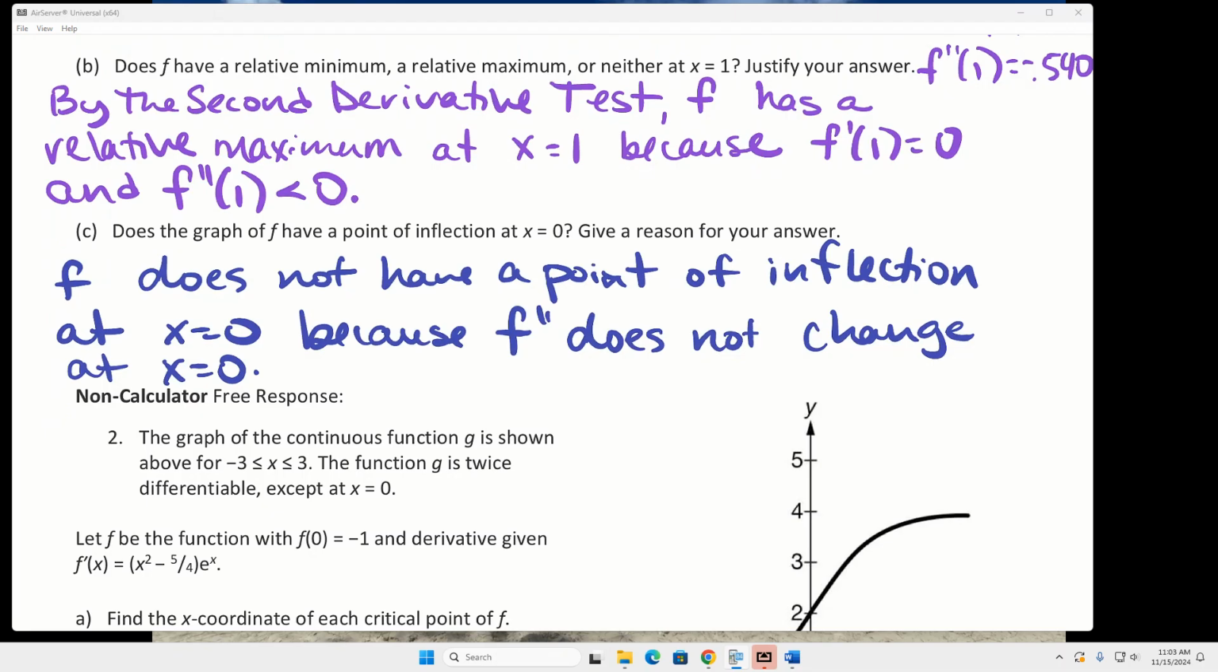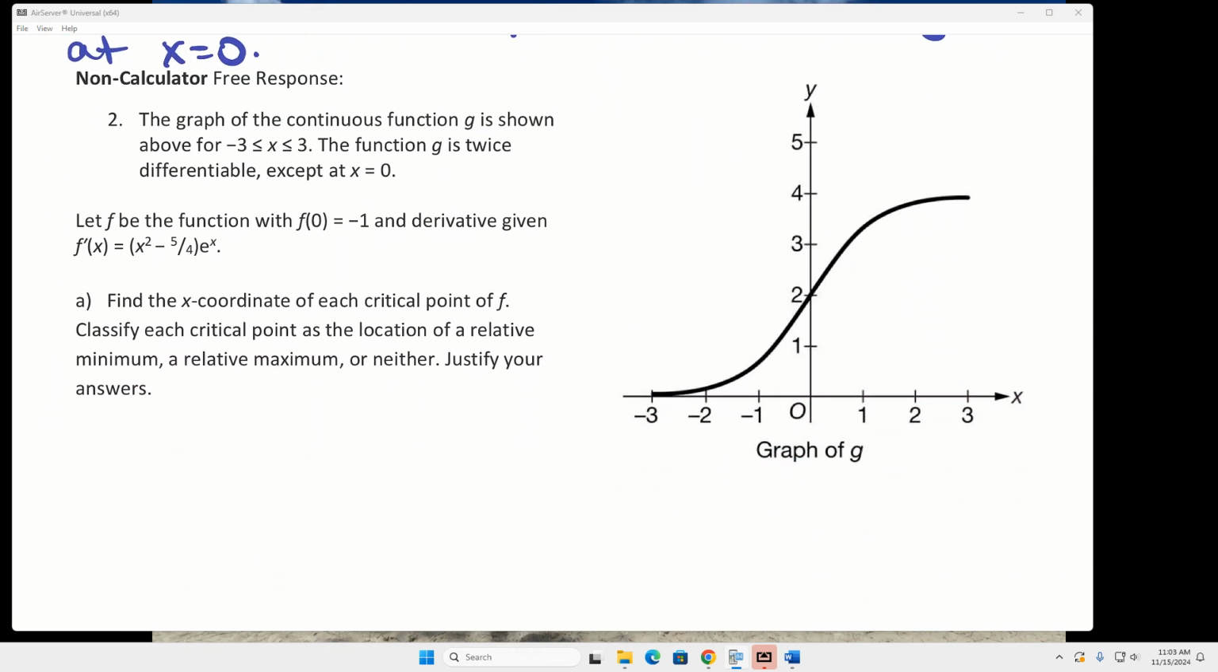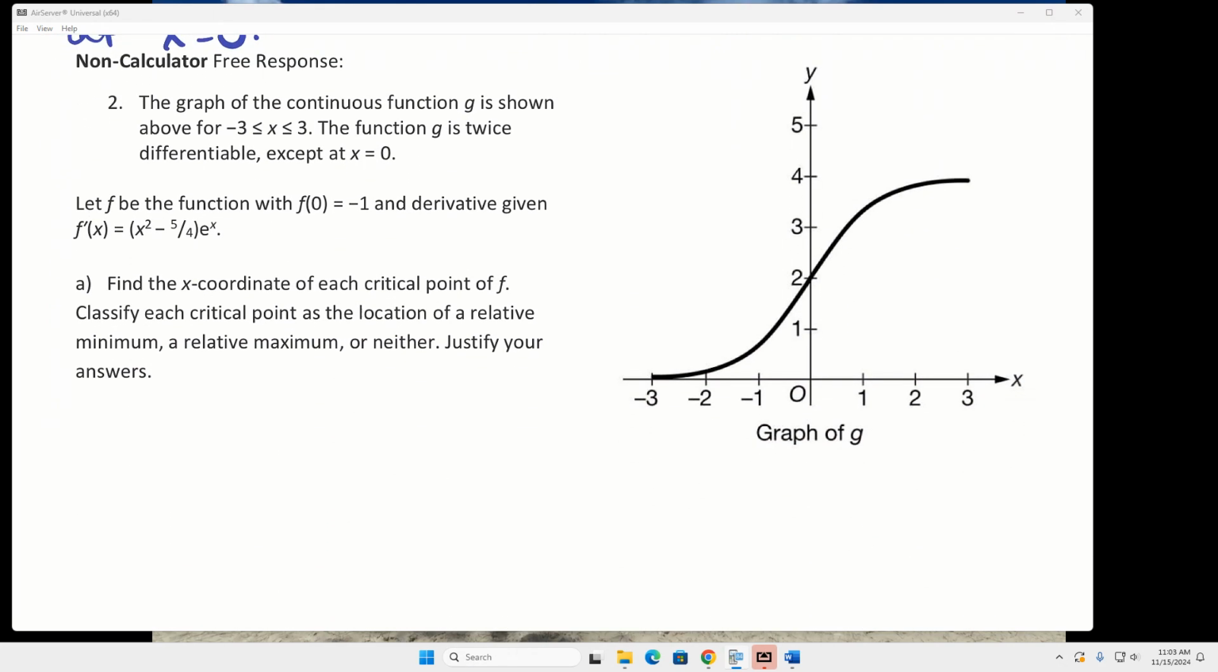Okay. Now, this number 2, I feel like, is a little more difficult than the number 2 that you're going to have on your test. So this will also help prepare you for other things that are maybe on the multiple choice, so it's fine. All right, so we have the graph of g, and then we have a whole different function that has to do with f, and what we know is that f of 0 is -1, we're going to use that, and that the derivative of f is that function.